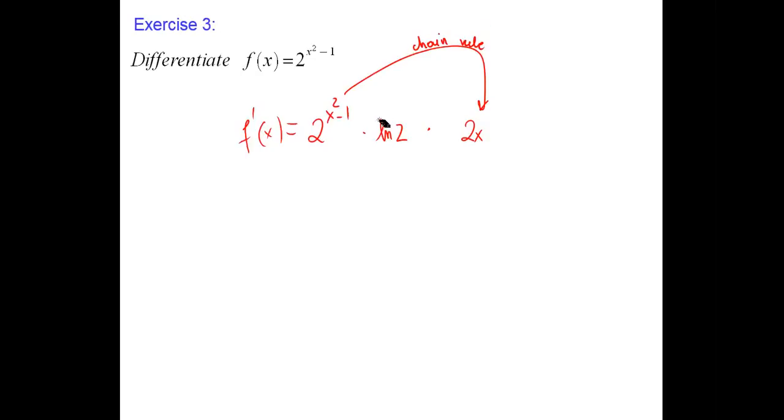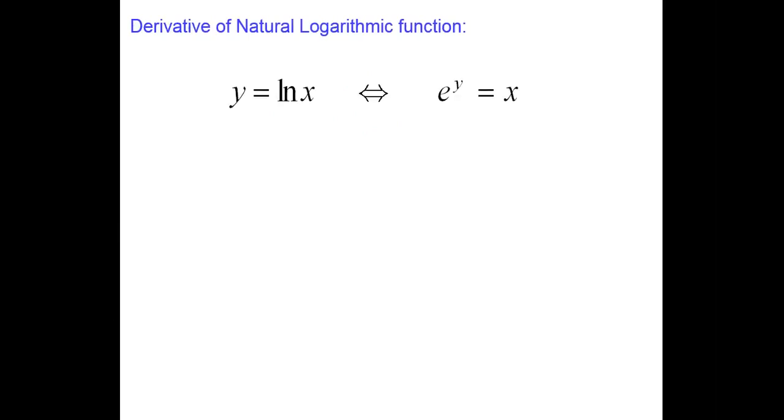Okay, and ln of 2 is part of the formula. Okay, are we okay with this? Now logarithmic. Let's start with the natural logarithmic function, because we need two more formulas. The natural logarithmic function is defined as ln of x.